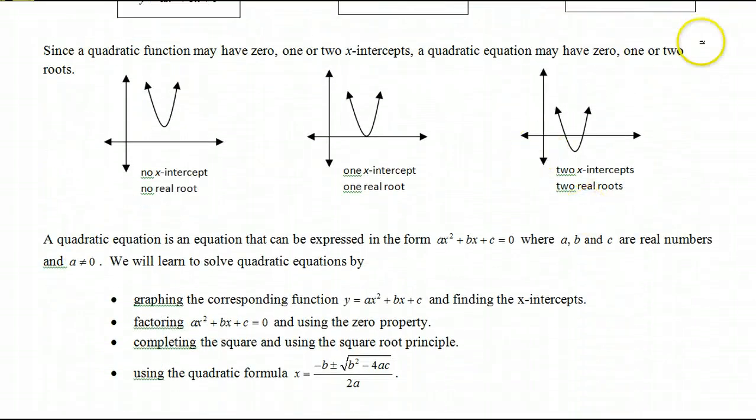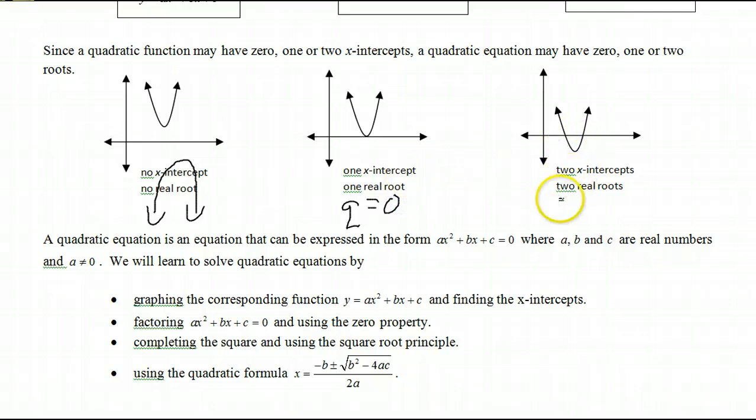We already know about this, how a graph can open up and have a q value also up, which gives us no x-intercept. Also would work if it were down. So if a were negative and q were negative. One x-intercept or one real root, that happens when q is 0. And two x-intercepts, two real roots, when a and q are opposite signs. Right? But now we're really dealing with this, ax squared plus bx plus c. So we're going to solve equations by graphing it, finding the x-intercepts, factoring and using the zero property, which we'll get to, completing the square and using the square root principle, and using the quadratic formula, which will be introduced later.